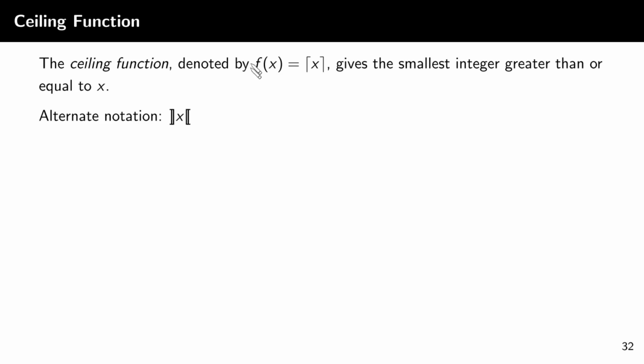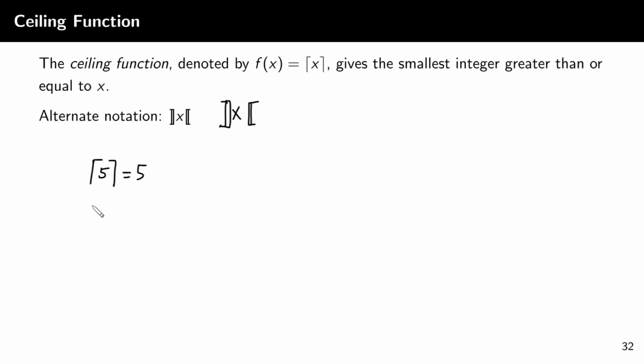Ito ay si ceiling function. Okay. So this gives the smallest integer greater than or equal to X. Ito yung alternate notation. If that's handwritten, it will look like this. Ayan. So, pinakamaliit na integer among those na mas malaki or equal sa X.